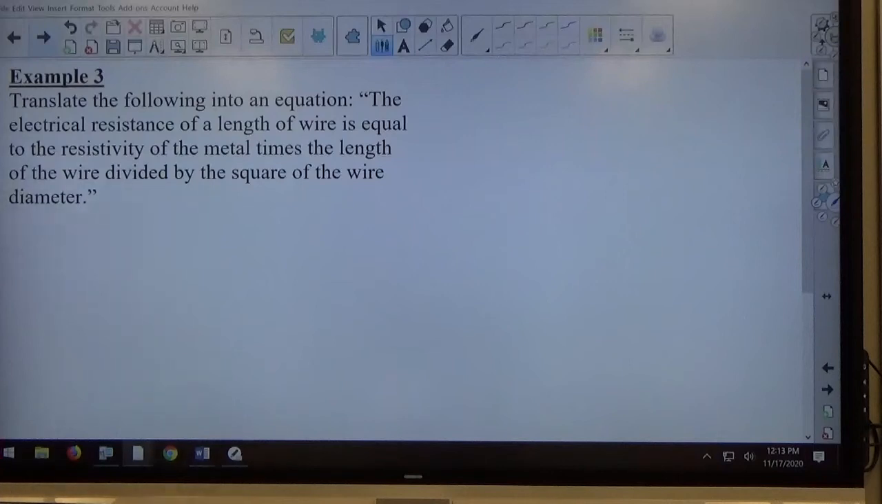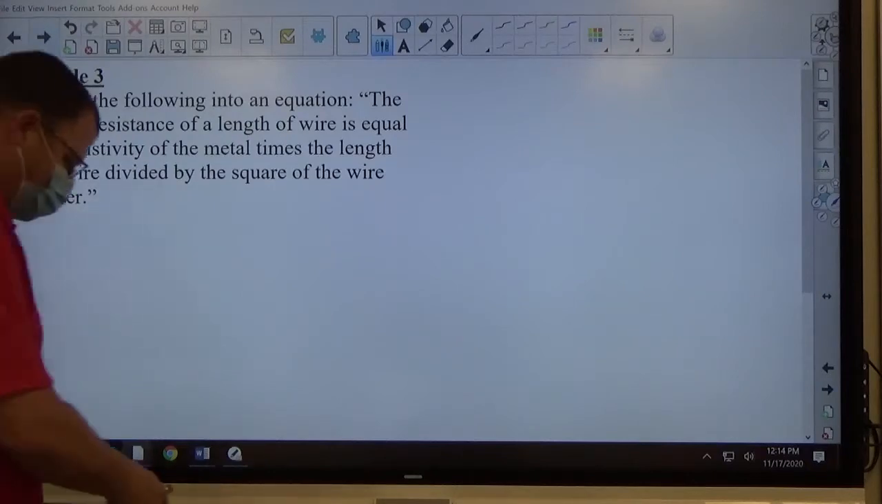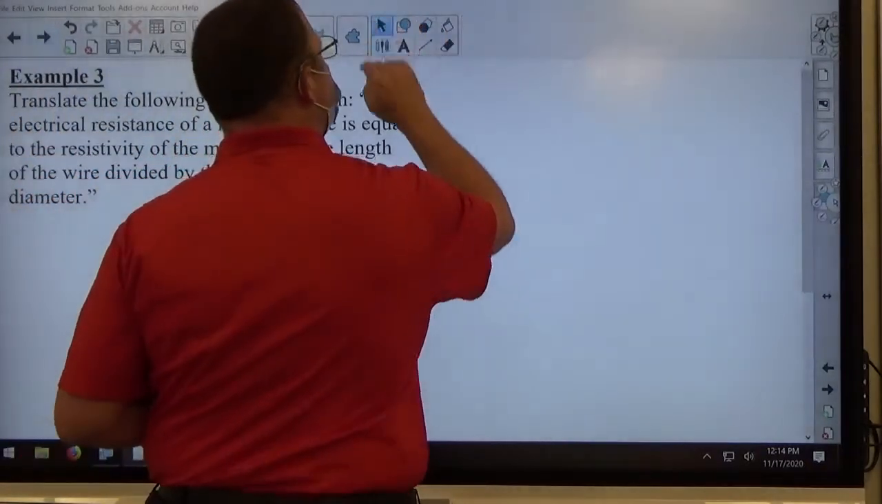Okay, example 3, translate the following into an equation. The electrical resistance of a length of wire is equal to the resistivity of the metal times the length of the wire divided by the square root of the wire diameter. Let's step in on this one, let's see.